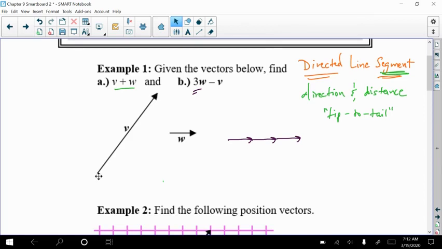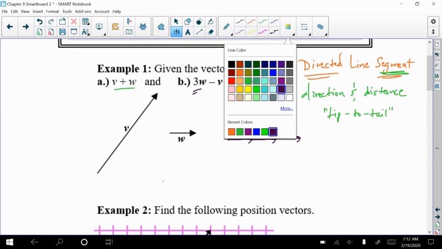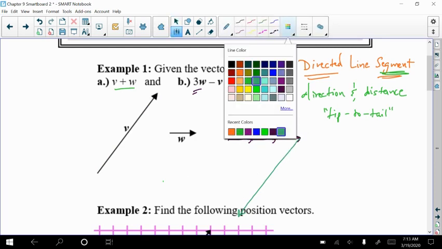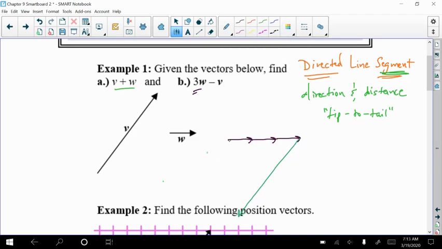Well, if v is pointing up and to the right, then a minus v would be down and to the left. So I could just simply go in the reverse direction. We go here, down. I can grab that, and that's my minus v. So again, going over 3w minus v, my actual answer, my vector, would be from the start of here to the end of there. It has a certain length and a certain direction, going from top down to bottom.